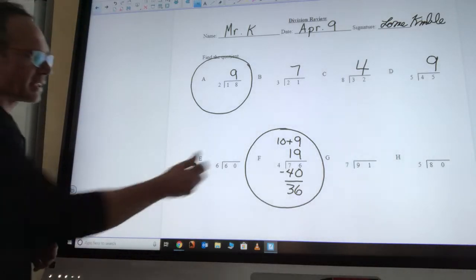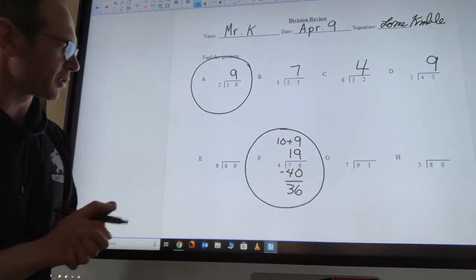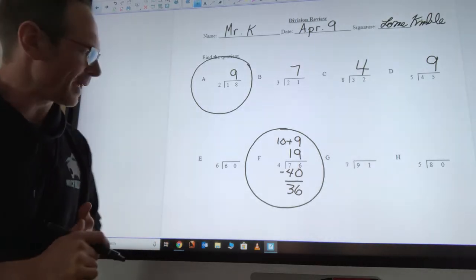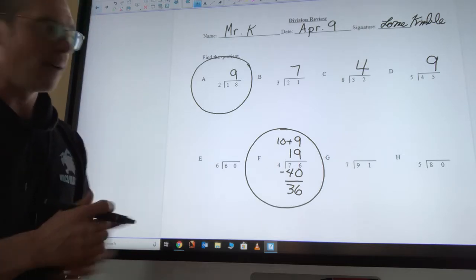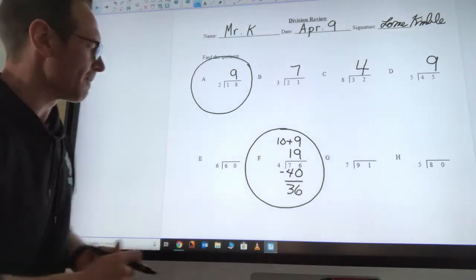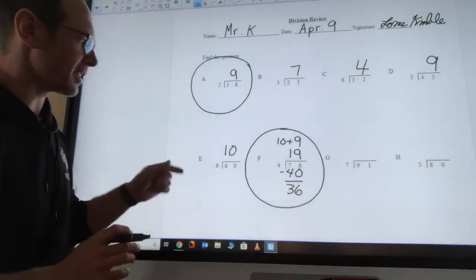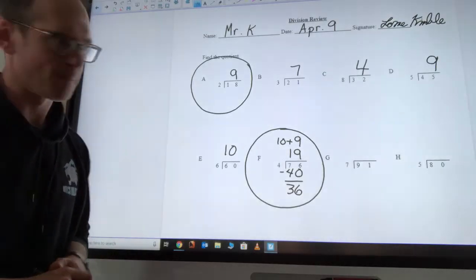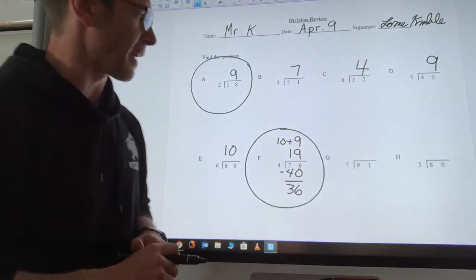Going to E, we have 60 divided by 6. Here's one of those ones where you look at it and you say, well, what's the answer going to be close to? It should help you out quite a bit. If I know 10 times 6 is 60, I've already figured out the answer. I don't have to go up or down at all, because if 10 times 6 is 60, 60 divided by 6 would be 10.